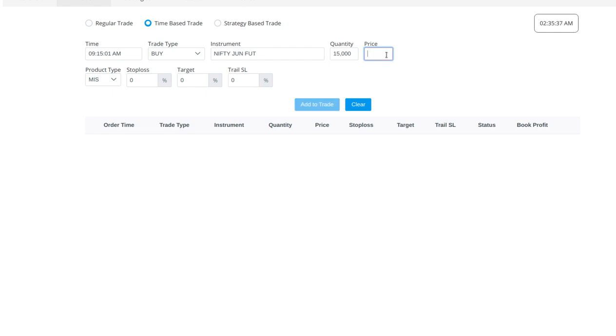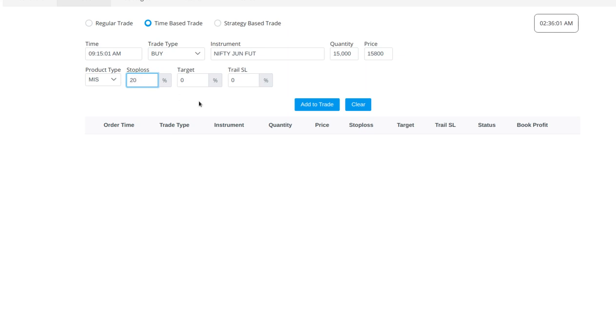Or if you say, okay, I would like to sell Nifty June futures at 15,800, then you can say that here. And here in the product type, you can select CNC, normal, and also MIS orders, which are for intraday. And you can specify the stop loss here.